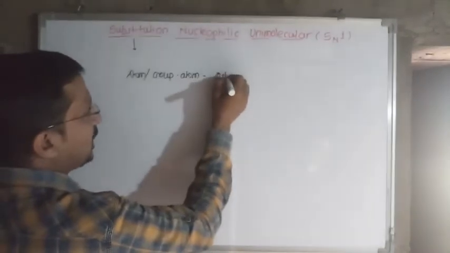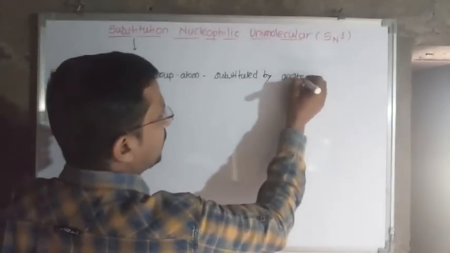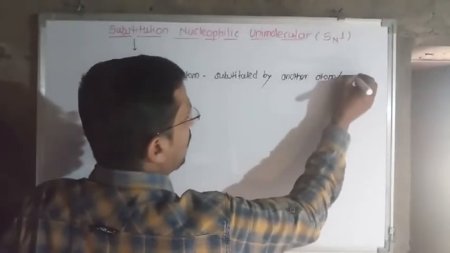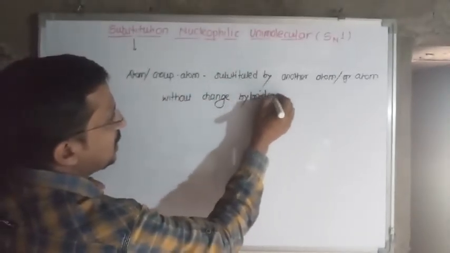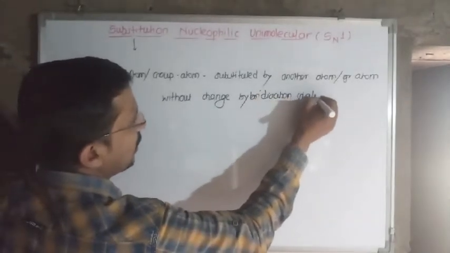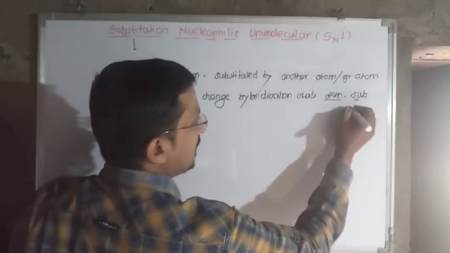So, substitution reaction is the reaction in which an atom or group of atoms is substituted by another atom or group of atoms, okay, the reaction in which one atom or group of atoms is substituted by another atom or group of atoms without change in hybridization state of the atom with which that particular substituted atom is directly attached.